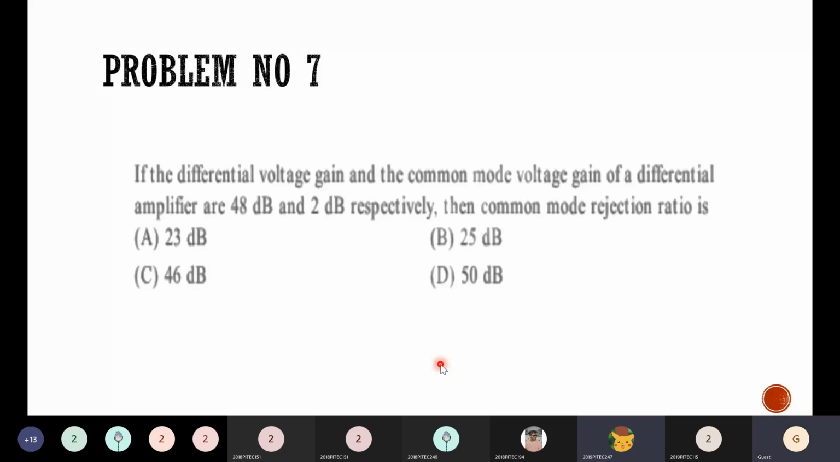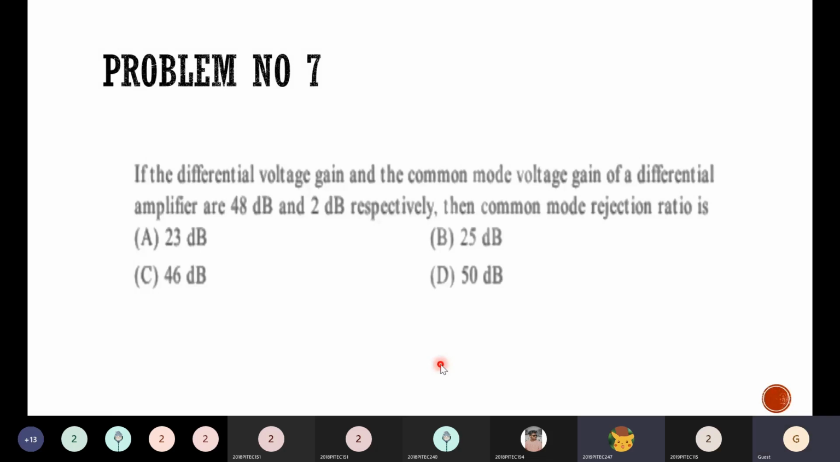Everybody tends to do it as AD by AC. AD is 48, AC is 2. 48 divided by 2, the answer should be 24, no? But the 24 option is not here. Is the problem wrong? Have they forgotten to give the option? No, right? So what must be the answer? Something given here must be the answer for the given question. So how to do this? Very simple problem, but still we are not able to get the answer.